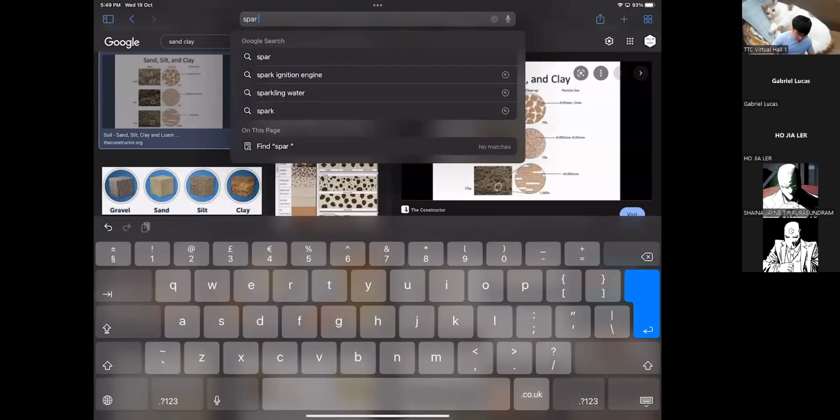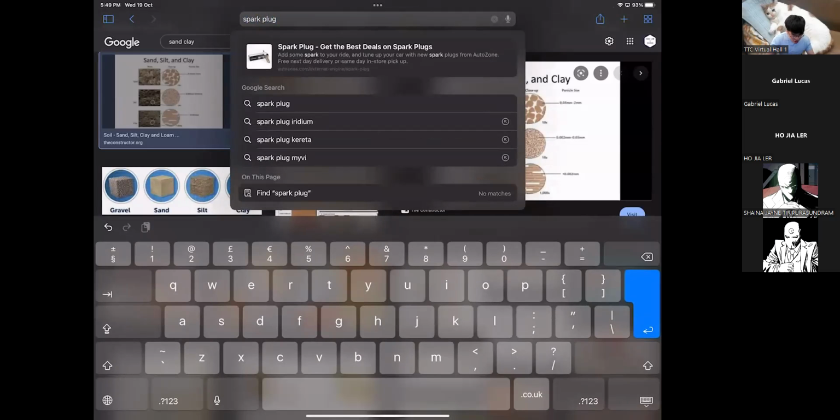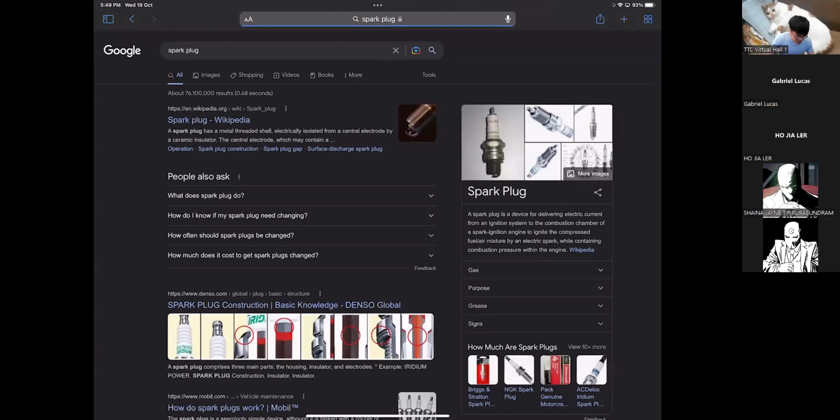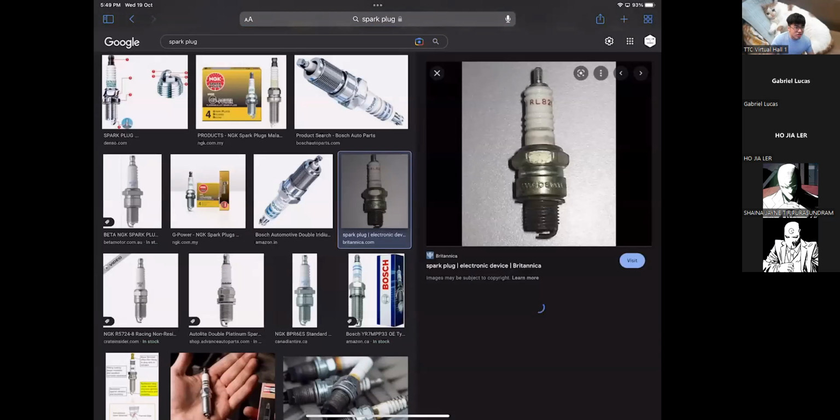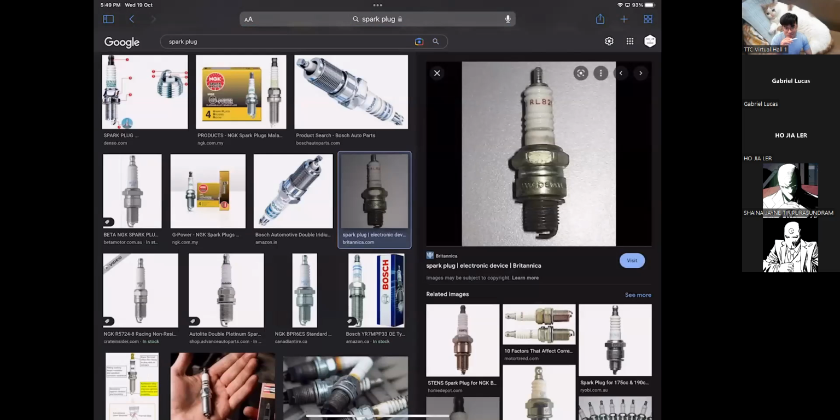You know what a spark plug is? Every once in a while, you need to change your car's spark plug. This is the part that ignites your engine. Can you see the white colored part? The bottom part, the lower half, is metal, right? The top white colored part, that's the ceramic. That's the ceramic.